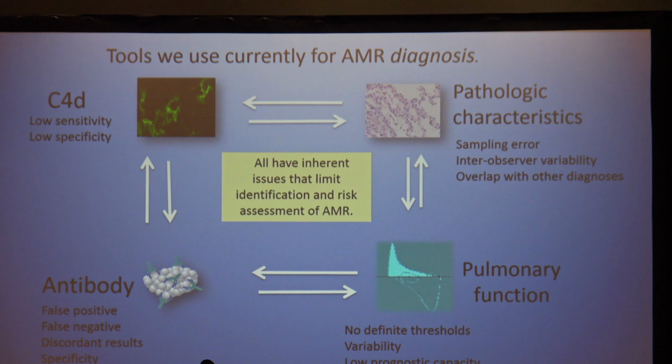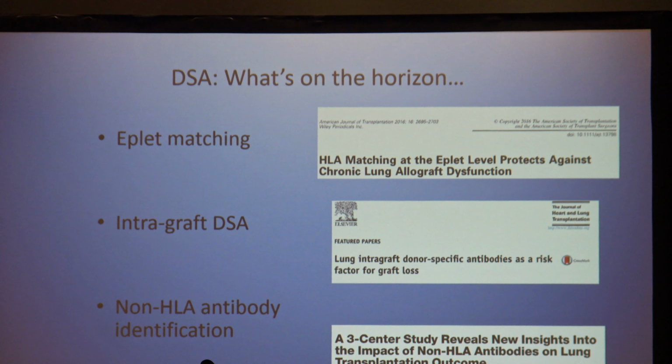The pathology, while we like to think it is very robust, is not always specific and must be taken in the context of what's going on clinically. And then looking at pulmonary function tests. So all of these have limitations. So where do we go? What tool can we use to refine our diagnosis of AMR?